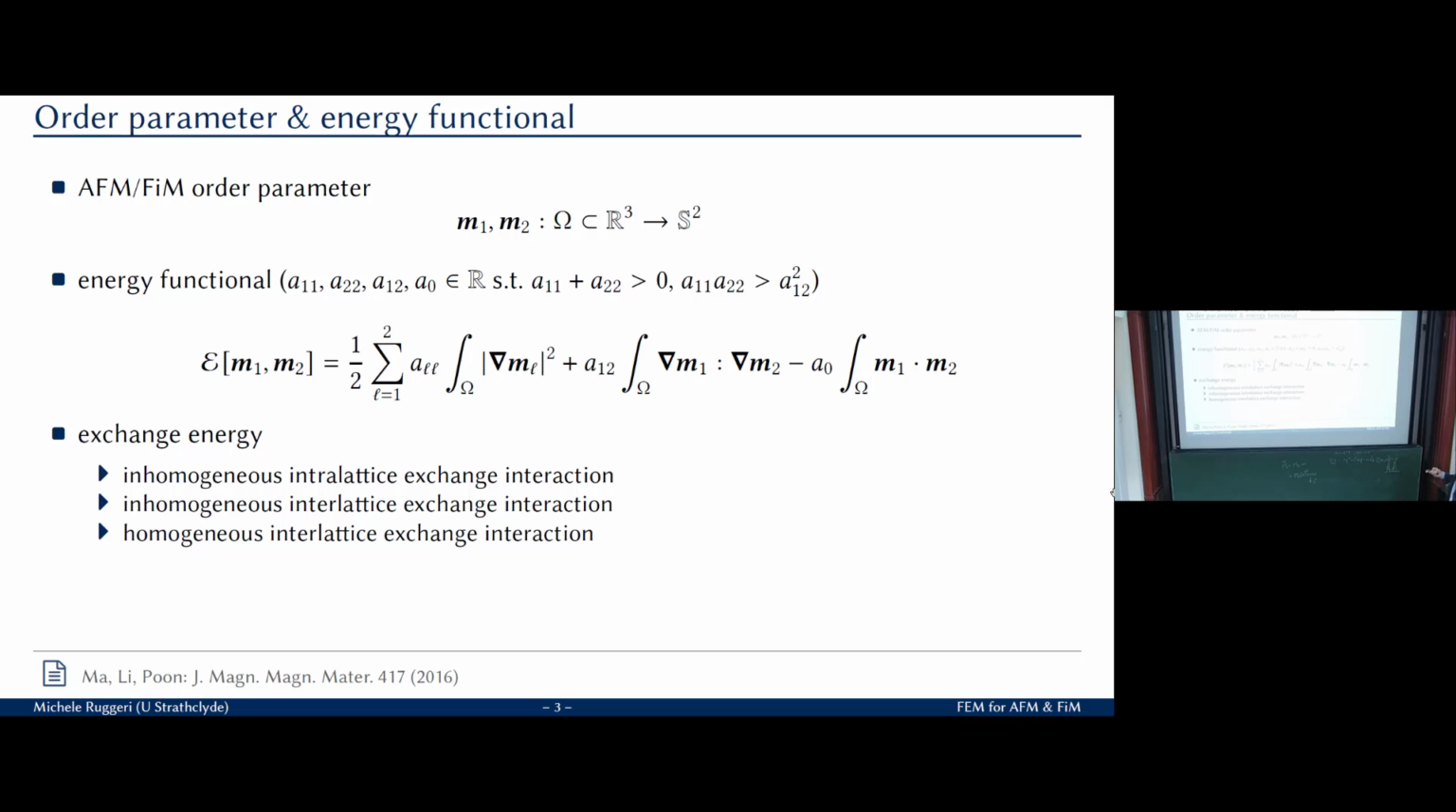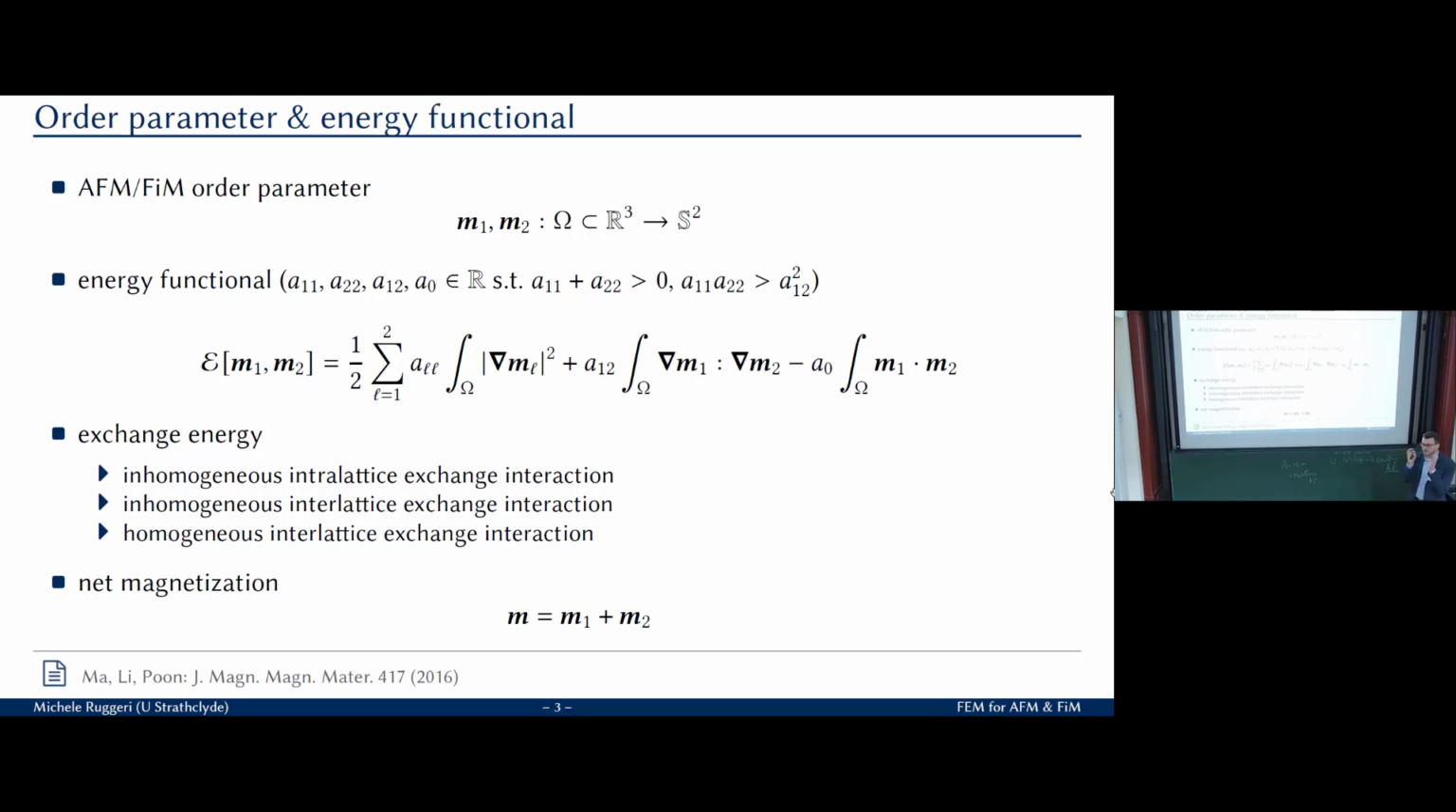Okay, and then from these two you can gain information about the net magnetization of the sample by summing the two fields together. It's not clear to me, at least I could not find it, where this model was proposed for the first time. I just found a very simple derivation of this energy functional in this paper here.